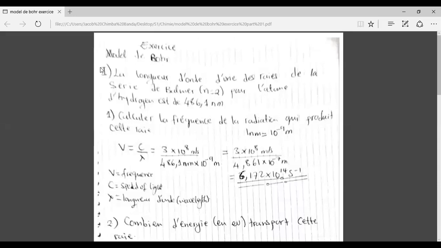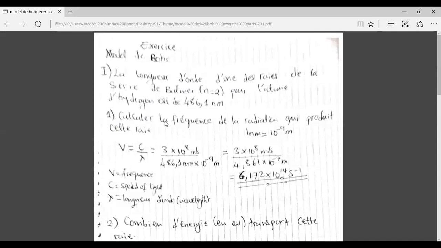Okay. So the first question, even though it's not that clear since I took pictures, says: the wavelength of one of the rays of the Balmer series, n equal to 2, for the hydrogen atom, is 486.1 nanometers. So they have already given us the wavelength. Now the first question is: calculate the frequency of this radiation which produces this ray.